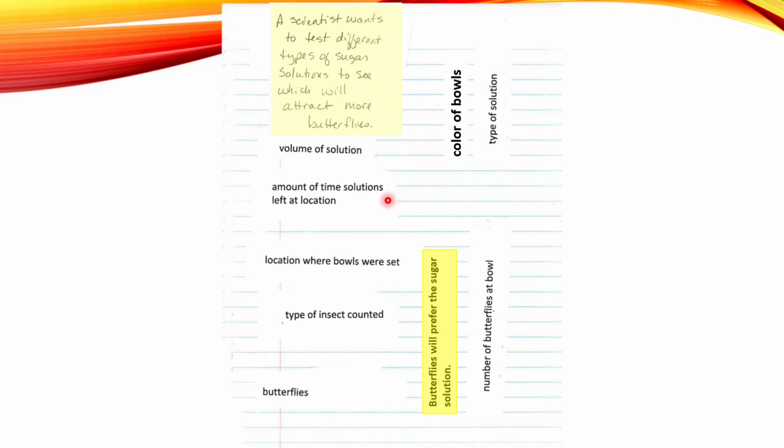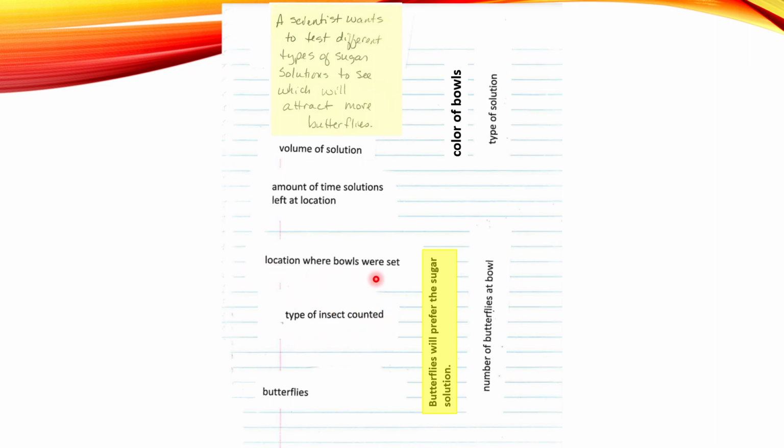The amount of time the solutions are left at a location needs to be kept the same. It wouldn't be fair if one bowl was set out for 5 minutes and one bowl set out for 5 hours. That could affect our results. And then finally, we want to keep the location where the bowls were set the same. Oh, wait, that's not the final one, because we also want to count the same type of insect.